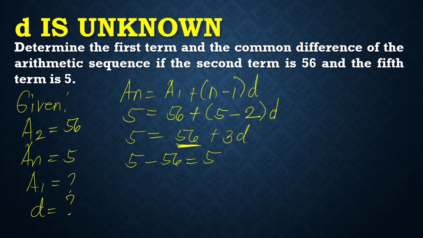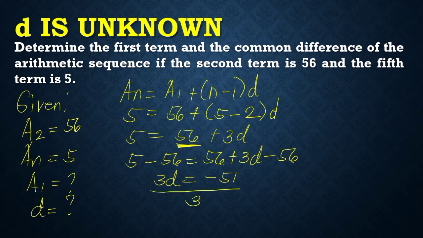So 56 plus 3D minus 56. And then 3D is equal to 5 minus 56, that is negative 51. And then dividing the whole equation by 3, our answer will be D is equal to negative 51 divided by 3, negative 17. Okay. So, yun yung ating common difference na negative 17. Now, paano natin makukuha talaga yung first term?